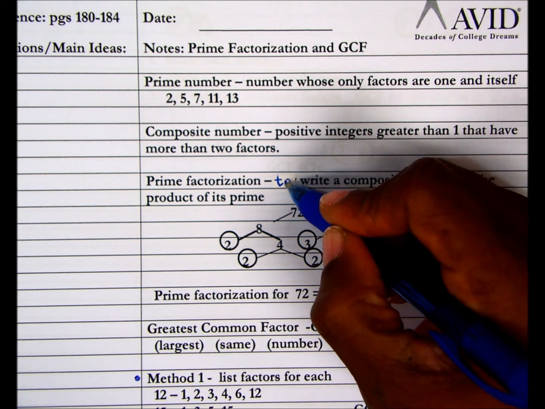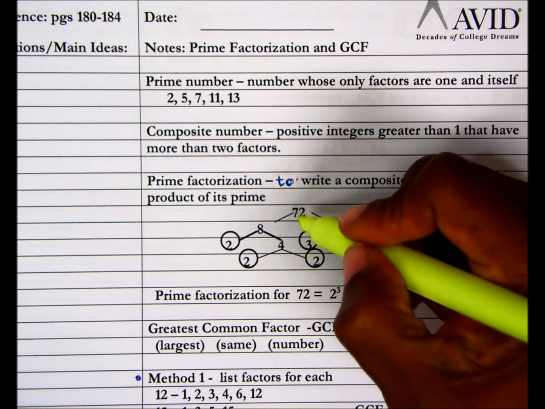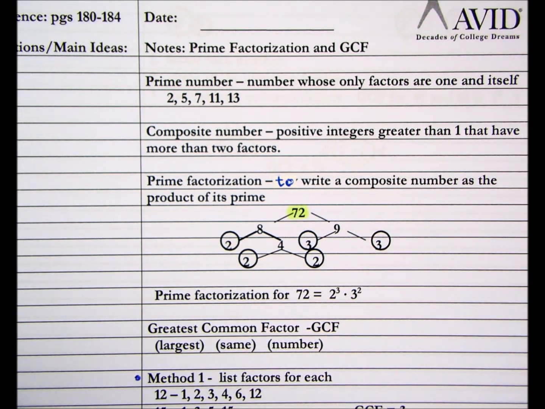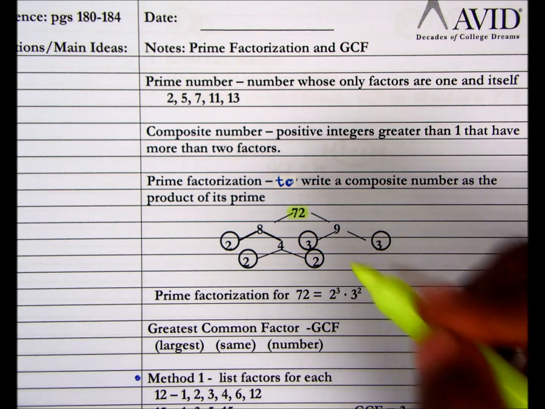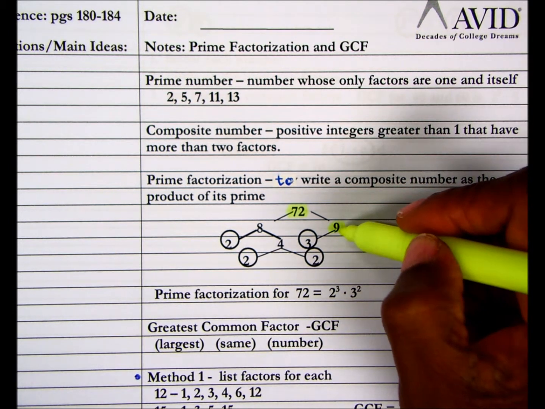So, prime factorization is about writing any composite number as a product of its primes. All right? So, we do that by what we call a factor tree. So here's an example. We're going to start with 72. Now I know that if I multiply 8 times 9, I can get 72. But 8 is not prime and 9 is not prime. So I have to keep working. So then I work them down to their primes.